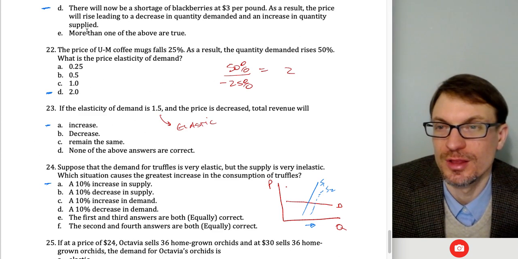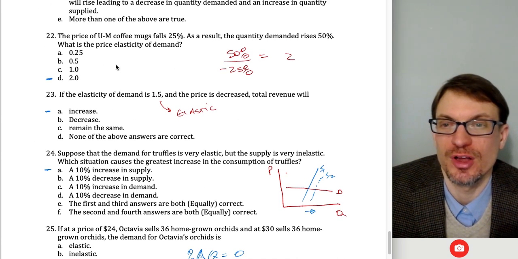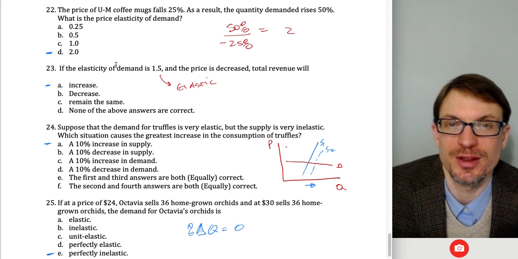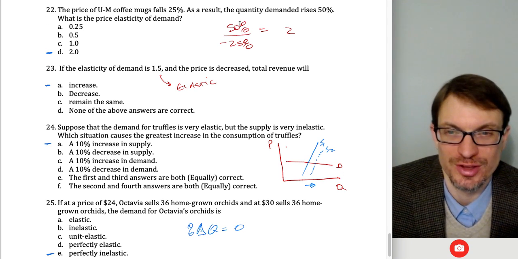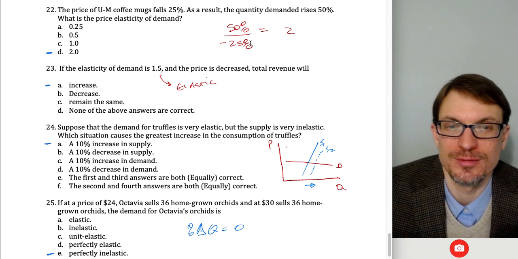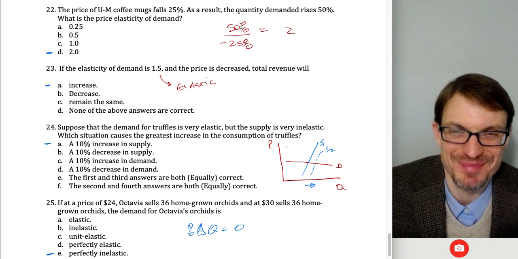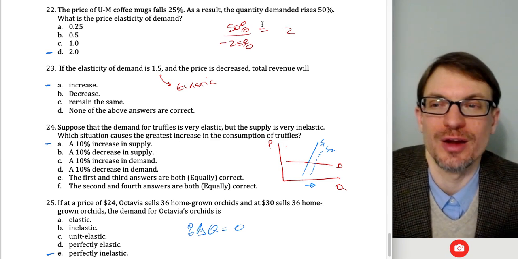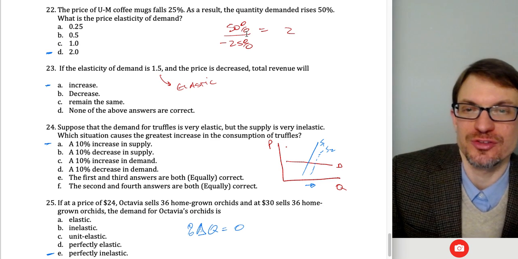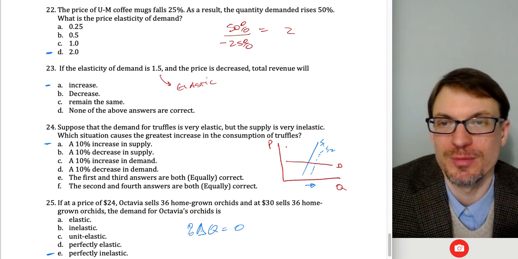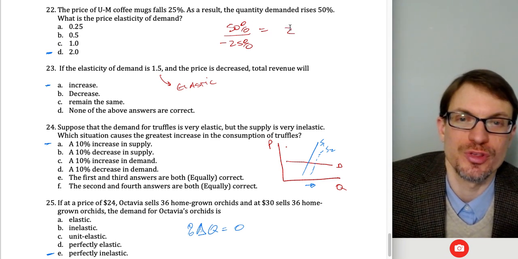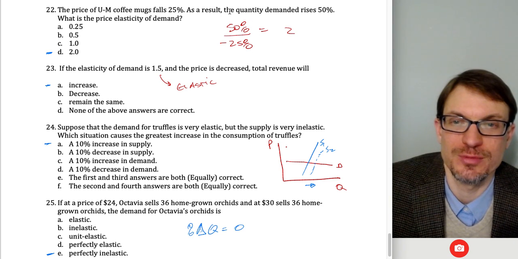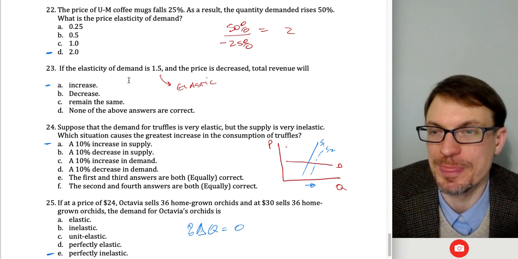Okay. Suppose the price of coffee mugs falls 25%. As a result, the quantity demanded rises 50%. So percentage change in quantity demanded goes in the numerator, percentage change in price goes in the denominator. And as a result, I wrote this as 2 in absolute value to match these answers, but I should have been a little bit more consistent here. I should have written this with a negative, or this whole thing with absolute value bars or whatever. I don't know. But yeah, so this is 50 divided by 25 is 2.